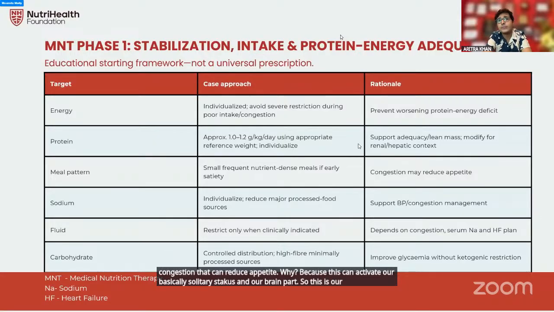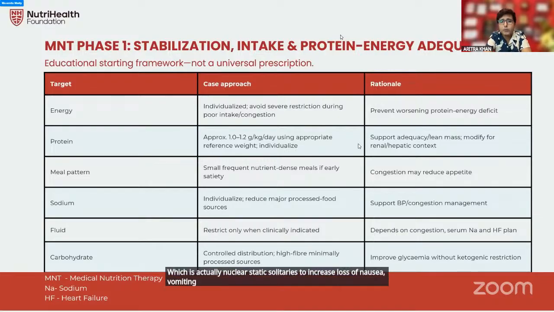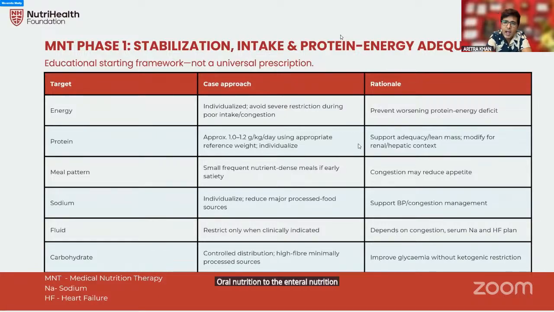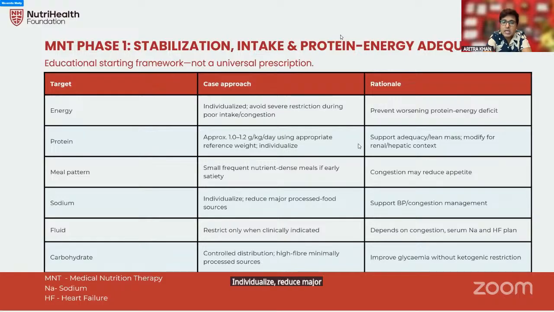So sometimes we can switch from oral nutrition to enteral nutrition feeding and also TPN, but we try to incorporate oral feeding too. Individualize, reduce major processed food sources, support BP and congestion management. Fluid: restrict only when clinically indicated, depending on congestion, serum sodium, and the heart failure plan. Carbohydrate: control distribution, high fiber, minimally processed sources, improve glycemia without ketogenic restriction.